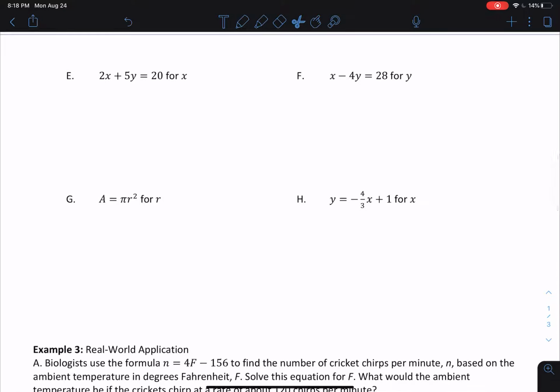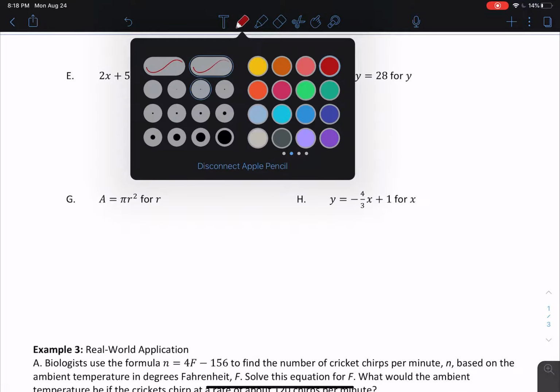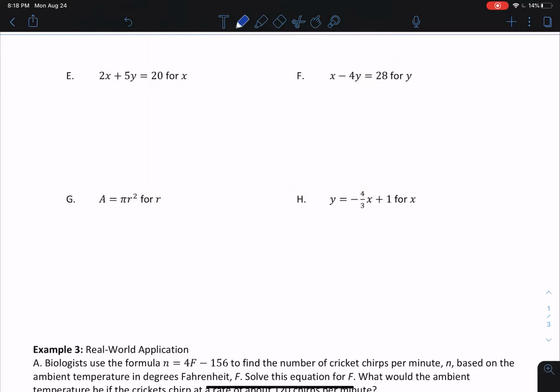Okay, this is kind of like the one from the previous video, but we've got 2x plus 5y equals 20. We're solving this for x. So let's get the x by itself. Let's work our way in. First thing we need to do is subtract 5y from both sides. So we get 2x equals 20 minus 5y.